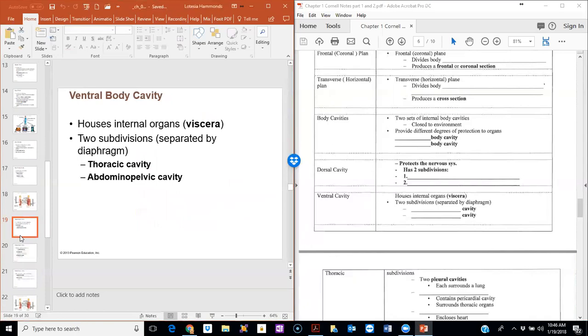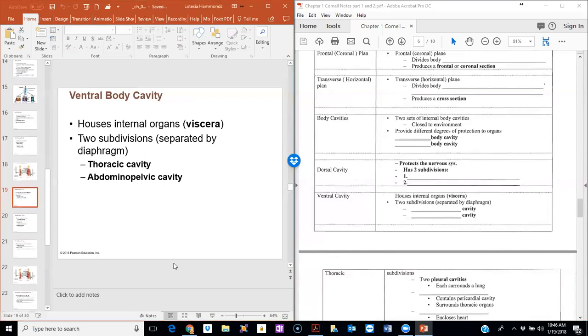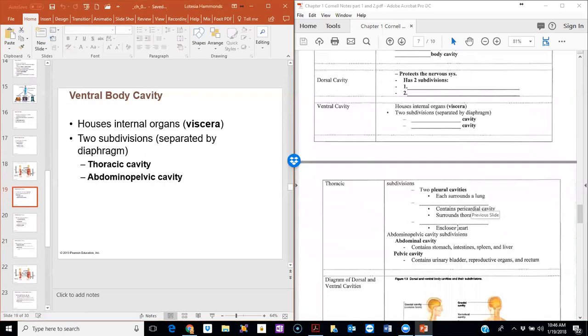All right, next is our ventral body cavity. It houses the internal organs. They may also be referred to as visceral organs. There are two subdivisions, which are separated by the diaphragm. The first is the thoracic cavity. The second is the abdominopelvic cavity.